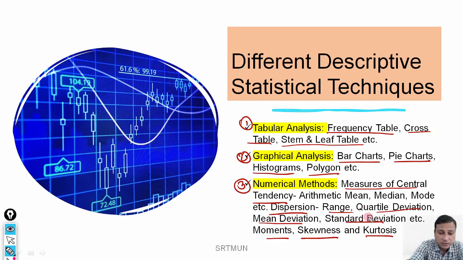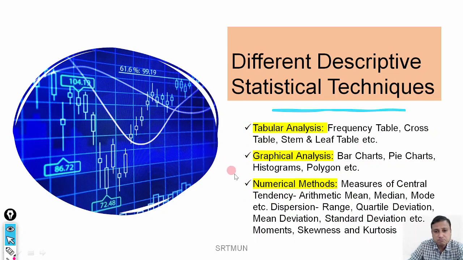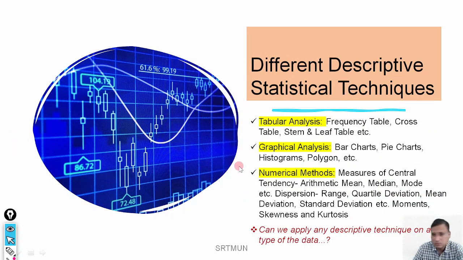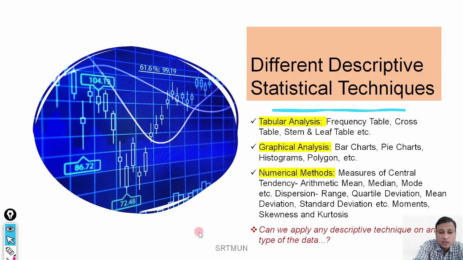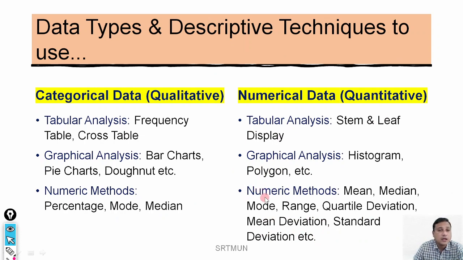Fine. But now the question comes, if we know all these methods of the descriptive statistics, can I apply any descriptive technique on any type of the data? As you all know that there are two types of the data, qualitative and quantitative. Can we apply any descriptive technique to any one? Answer is no. Answer is no. And here is the classification.